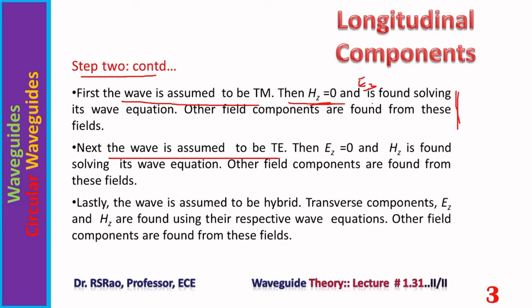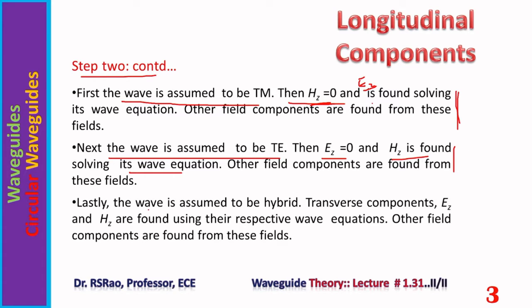Next, the wave is assumed to be TE. TE means Ez is 0. Hz is found by solving its wave equation. Then we have Ez, we have Hz also. With the availability of Ez and Hz, you can find H rho, H phi, E rho, E phi. Now all the field components are known, available to us.